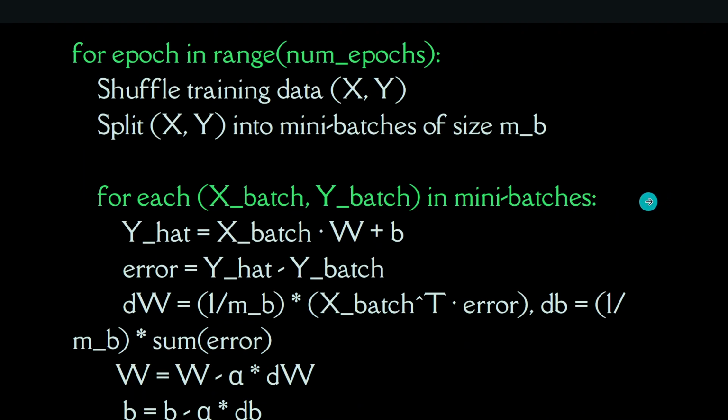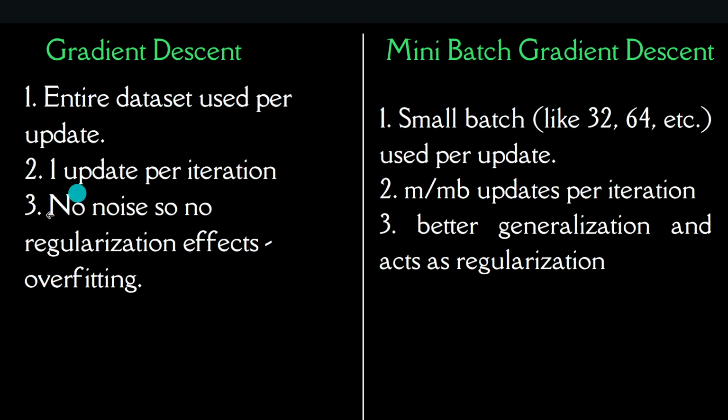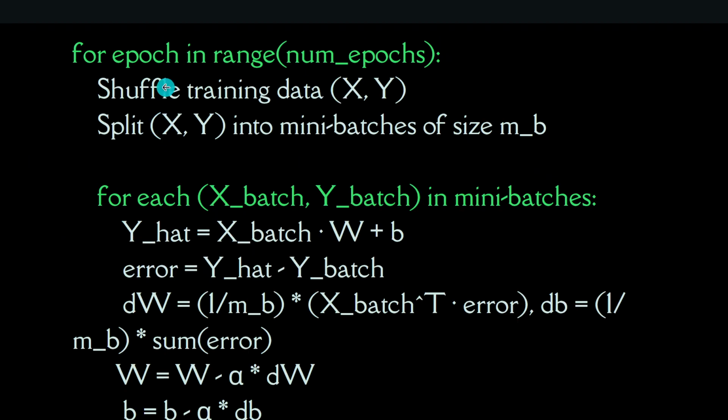Let us have a look at the pseudocode for the algorithm. First we need to know how many iterations we are going to do for the gradient descent. Next we have to shuffle the training data. I will explain why we have to shuffle the training data in a bit. Next we split the input data set into mini batches. Then we iterate over the batches and find the hypothesis, error, gradients and the gradient update.